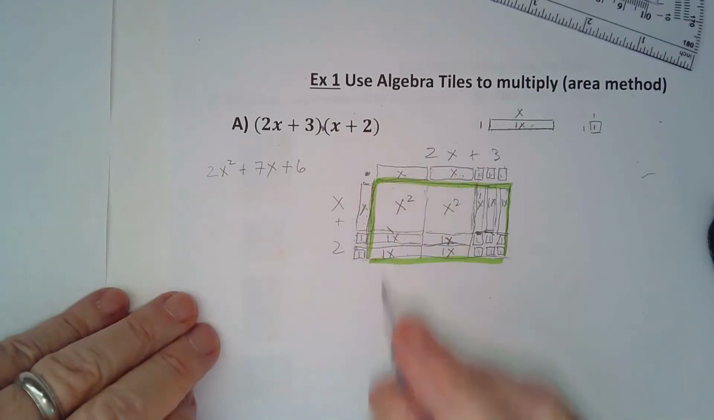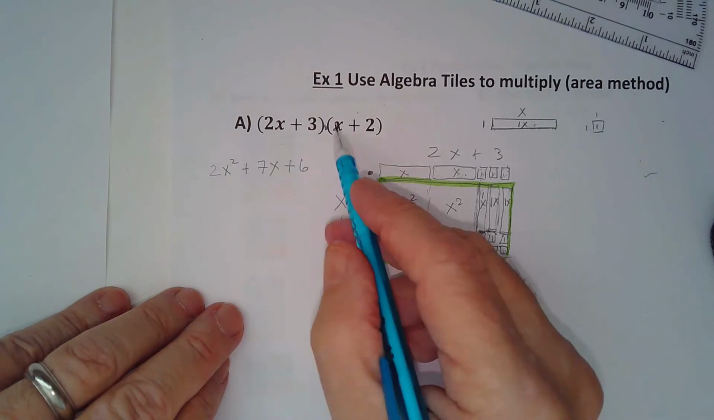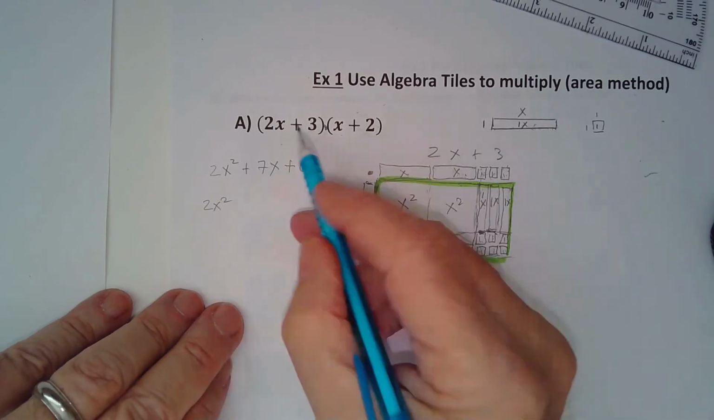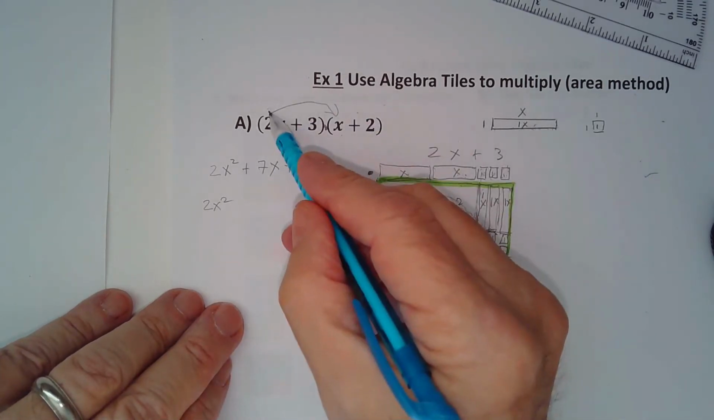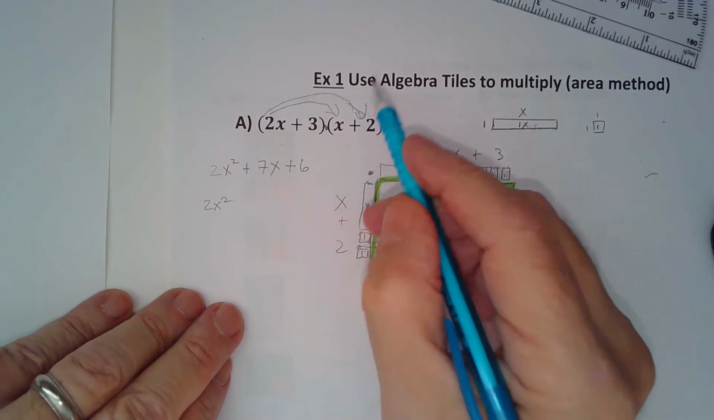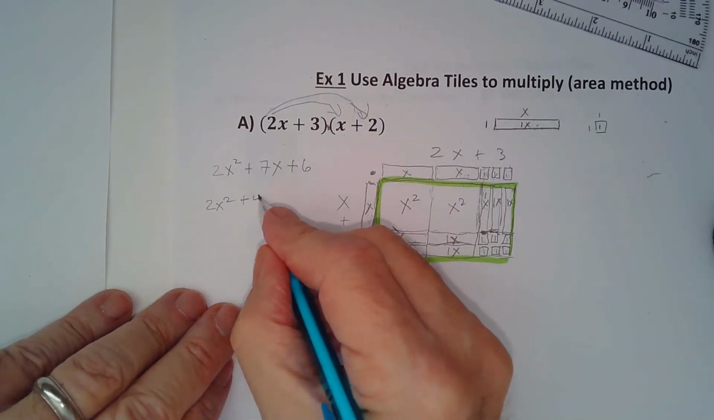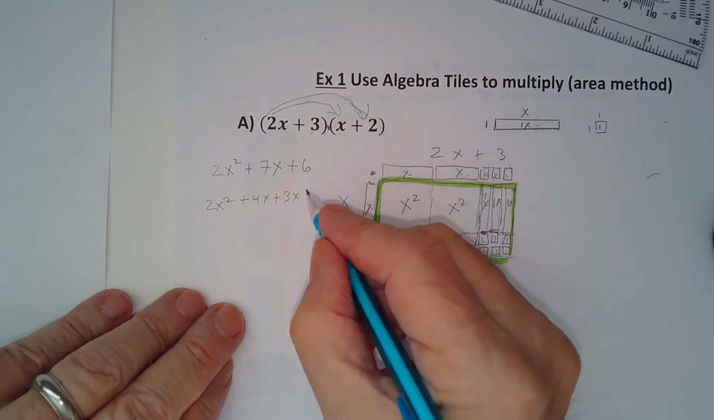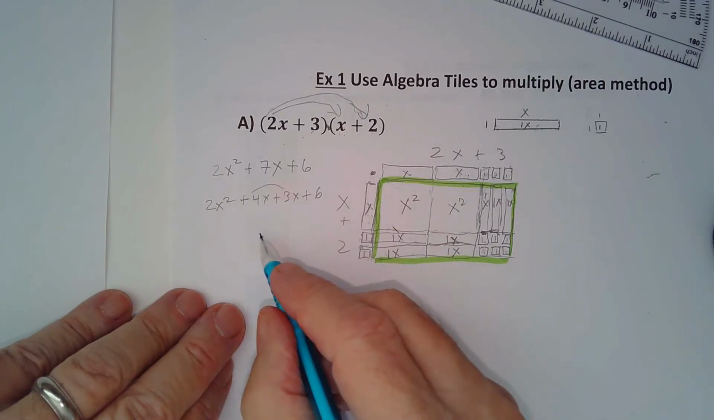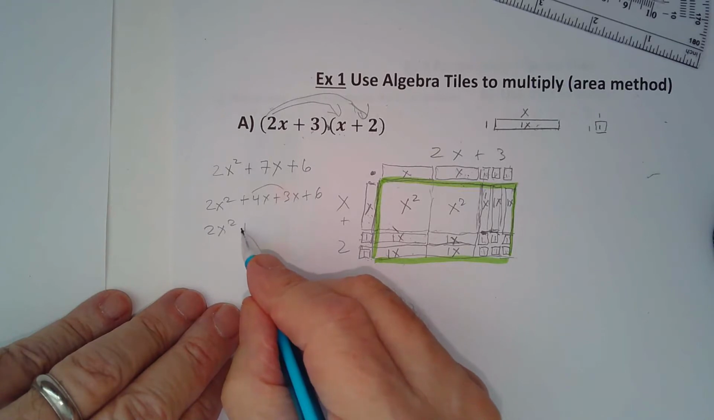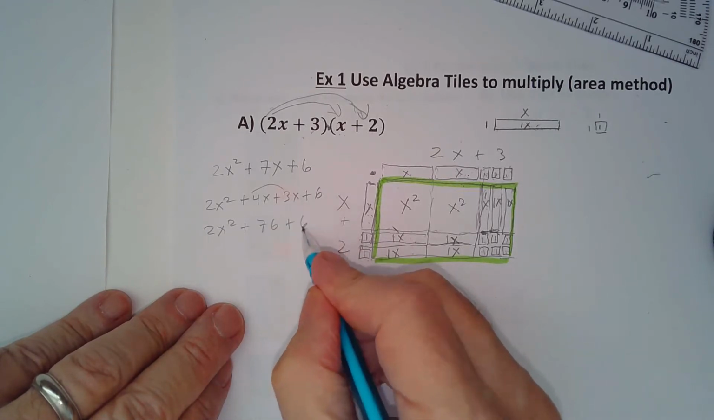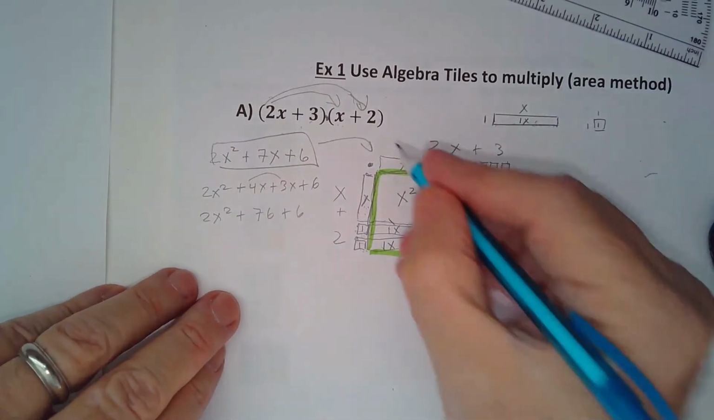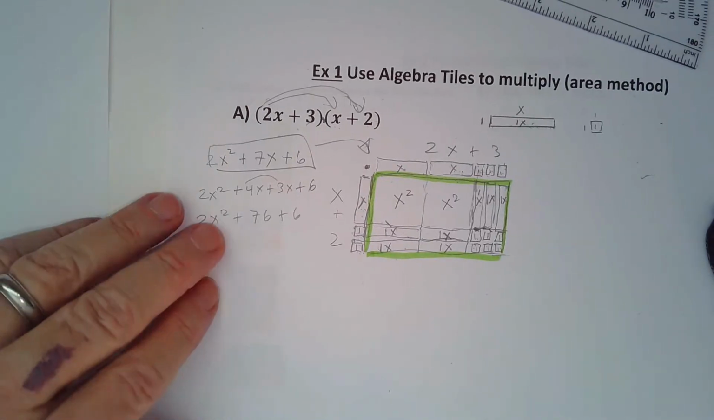Now, you don't believe me? Well, you could FOIL this. If I FOIL it, 2x times x is 2x squared. 2x times 2 over here is 4x. 3 times x is 3x. And 3 times 2 is 6. And then, of course, these two you add together. So you end up with 2x squared plus 7x plus 6, which is exactly what we got by looking at this box method.